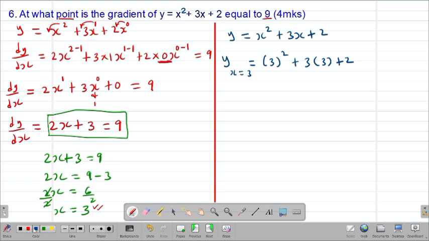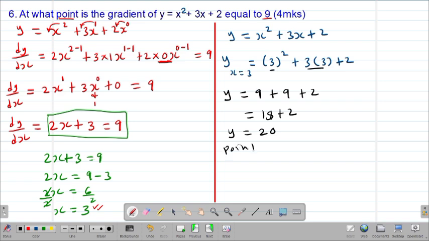So my y will be equal to 3 squared, of course I'll get 9, then plus 3 times 3, I'll still get 9, then plus 2. So this will be equal to 9 plus 9, that is 18, plus 2. Therefore, my y will be equal to positive 20.